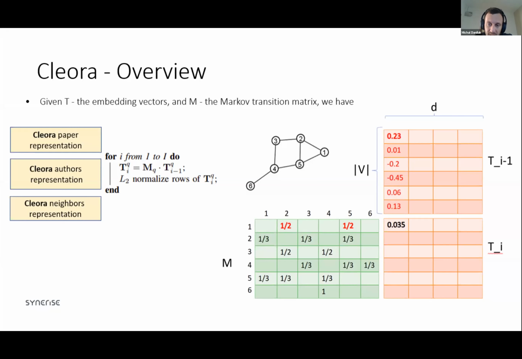And the output embedding matrix is just multiplication of Markov transition matrix and matrix T, followed by normalization across dimensions. That's it. All it does is iterative neighborhood smoothing and renormalization. And apparently that's enough for high quality vertex embeddings. And here we have 2 parameters, D, which is the size of the embedding, and number of iterations, I.